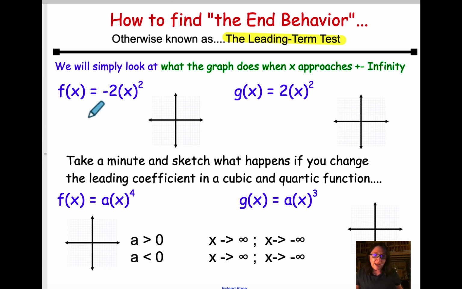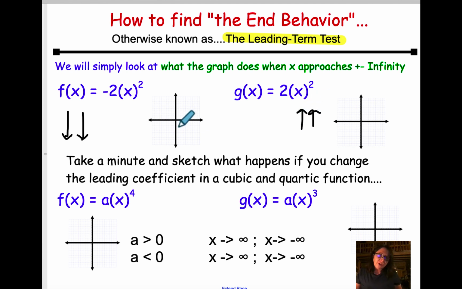So that means that if it is an x squared, most of the time, because it's even, my graph's going to go up, up. However, because this is a negative, this is going to flip my graph upside down. So now my end behavior is going to look like this. And this one right here, it's going to be up, up.